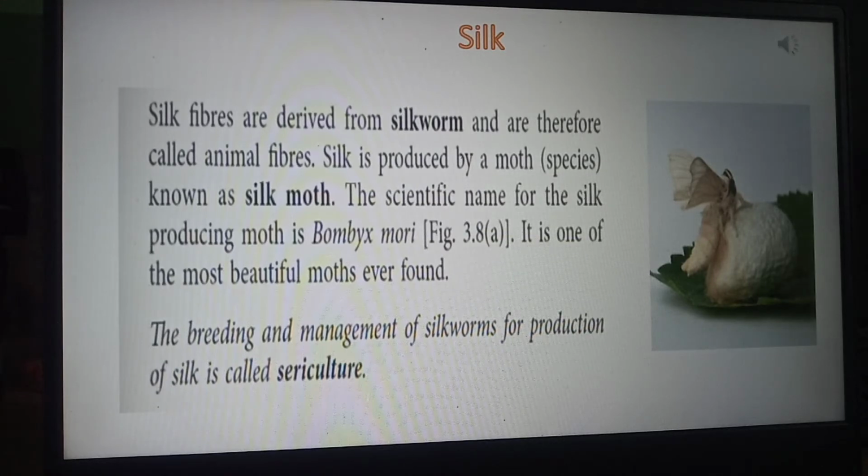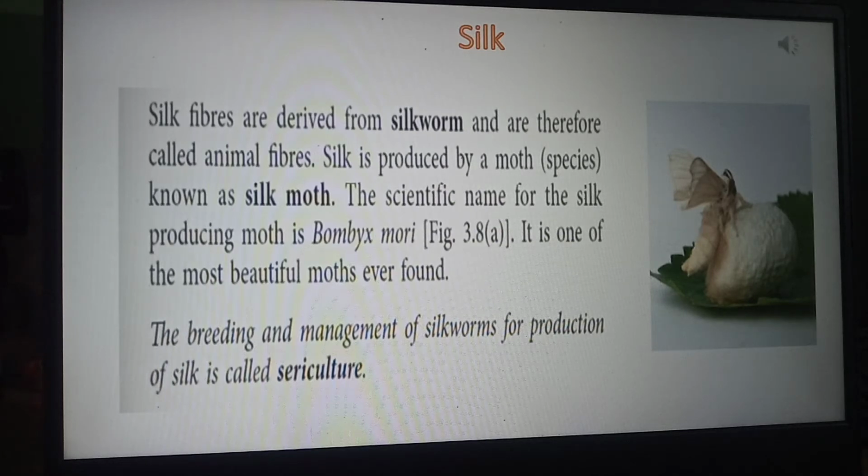It's very beautiful. Let us talk about sericulture. What is sericulture? Sericulture is the breeding and management of silkworms for the production of silk. Very easy, very simple, isn't it? Sericulture involves breeding and management of silkworms. For what purpose? For the production of silk. Okay. Now next we are going to discuss about life cycle of silk moth.